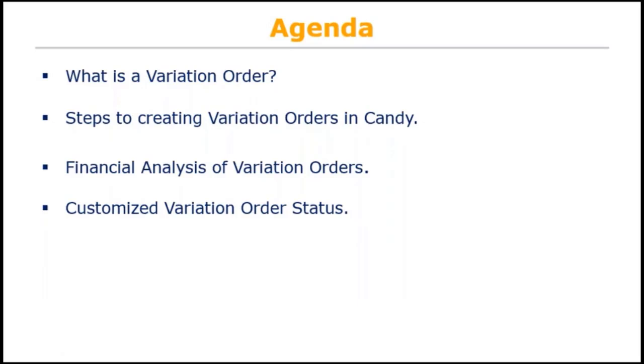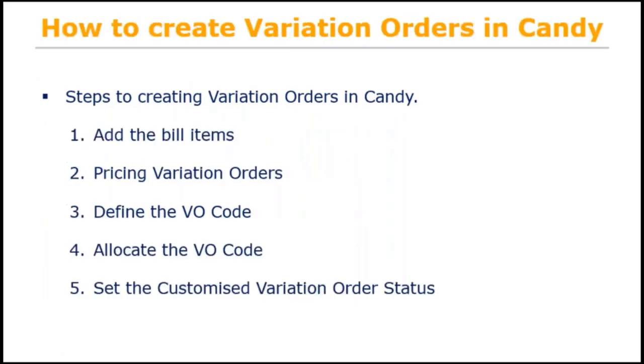In a case where we now have a second variation order or a third variation order, we're going to follow the steps as we discussed previously, where first we need to add our bill items. Second, we need to price those variation order items. Third, we need to define the variation code. Fourth, we need to allocate the variation order code. And fifth, in this case, it's going to be a bit different. We're going to set a customized variation order status.